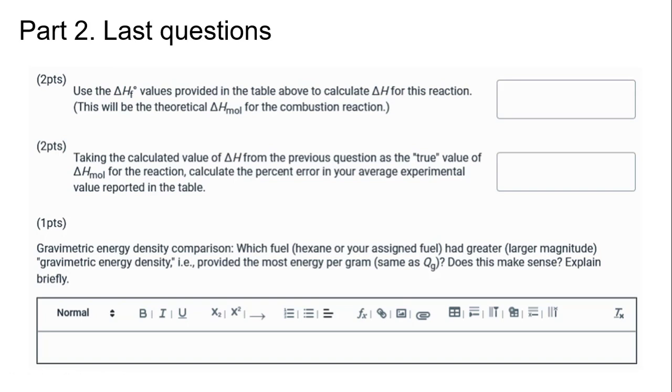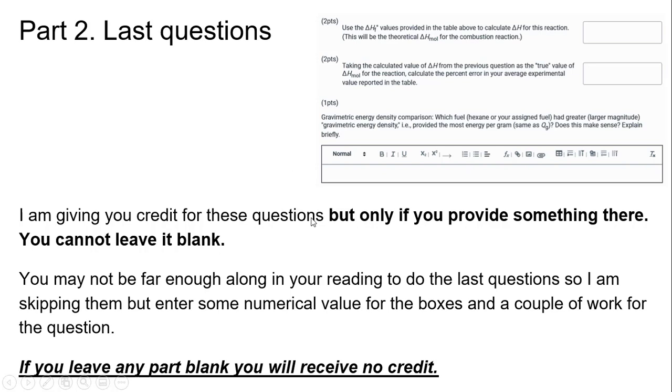Because I'm giving you guys a week and a half, I don't expect most of you to get to this point. So I'm going to give you credit for these 3 things. But there's a catch. In order to get credit, you have to not leave it blank. If you leave these blank, you do not get credit because you're not following my instructions. And it's right here. So what do you do?